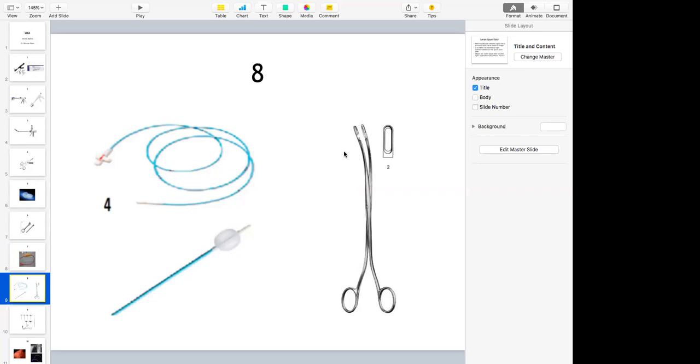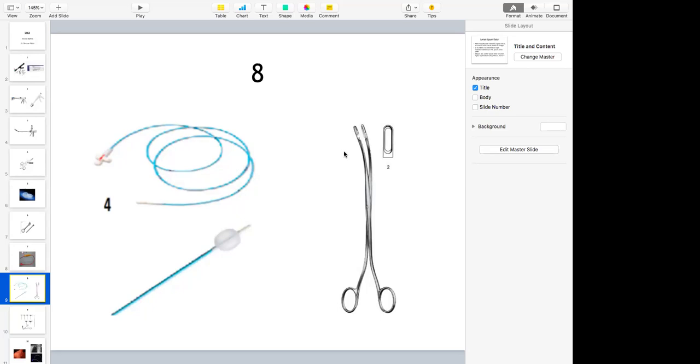So in such a question there are three parts: you have to identify both these instruments, and then name the operation in which both can be used interchangeably. Common bile duct exploration and extraction of CBD stone. Sir, what are these two instruments?